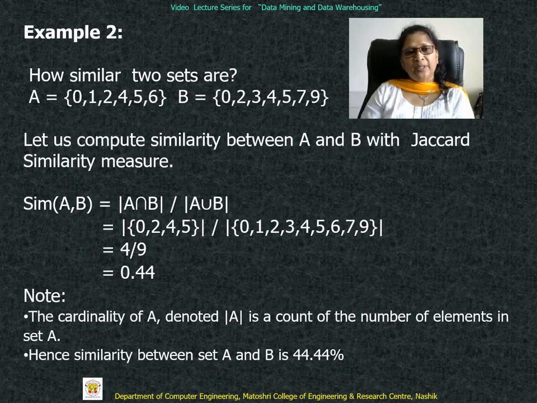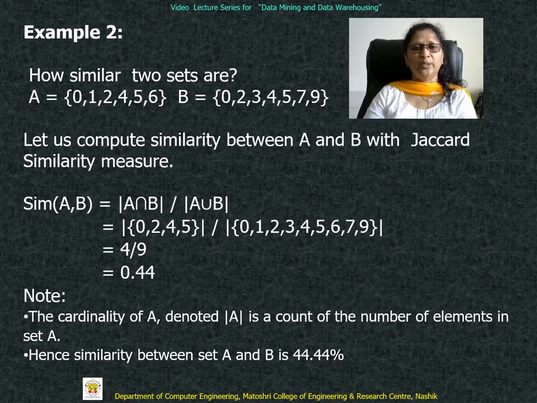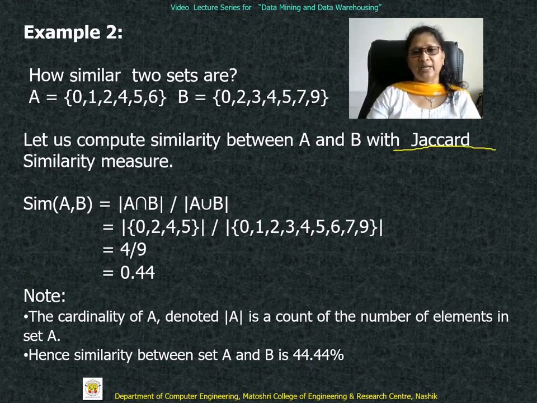This is one example where we are given two sets, set A and set B. In set A, we have 6 members: 0, 1, 2, 4, 5, 6. And in B, we have 7 members: 0, 2, 3, 4, 5, 7, 9. To compute similarity between two sets A and B with the Jaccard similarity measure, we have to use a formula.